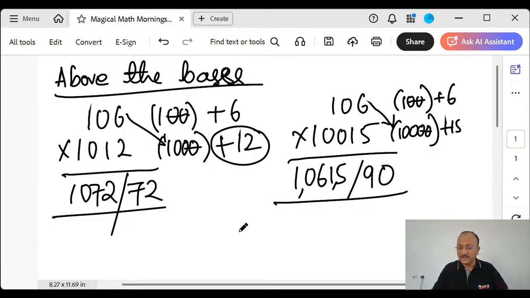Is it simple? The methodology is everything same. Only thing, whatever the difference in the number of zeros in the bases, we are going to consider here. So number of zeros, whatever we are cancelling, common zeros, that we are considering to decide the number of digits of the second part. Whatever left out zeros, we are going to multiply to the small number and then we'll do the addition.